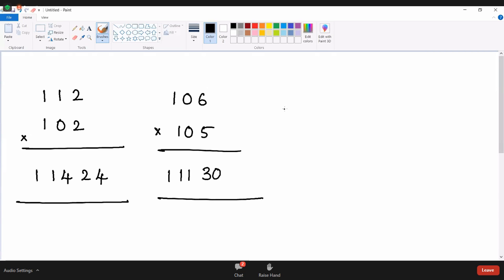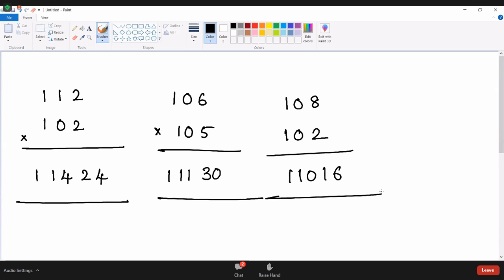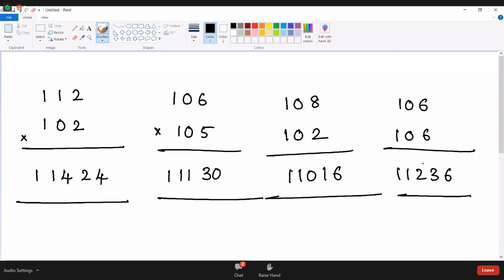Now try to tell me this answer. What is 108 into 102? You will definitely get a result which is equal to 11016. One last question. Tell me the answer for 106 into 106. You are going to get 11236. I didn't memorize any of these results. I have just randomly taken these and am using a very simple Vedic math trick to answer the questions.